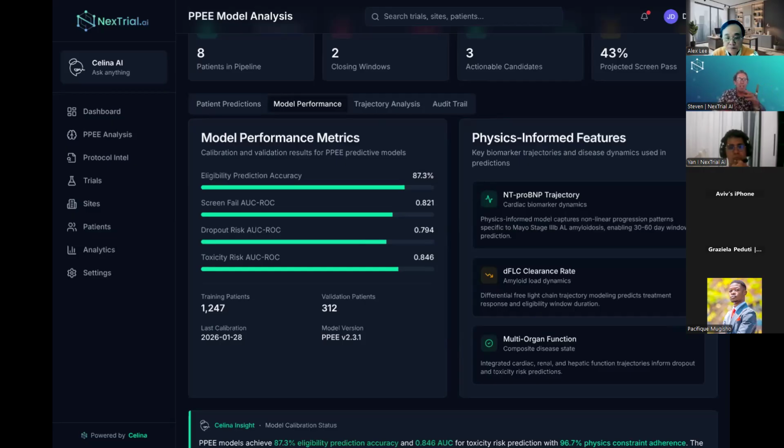versus 29% baseline for historical trials of this nature. That's a 48% improvement, not because we're finding different patients, but because we're finding the same patients at the right time. So let me jump over to the audit trail.